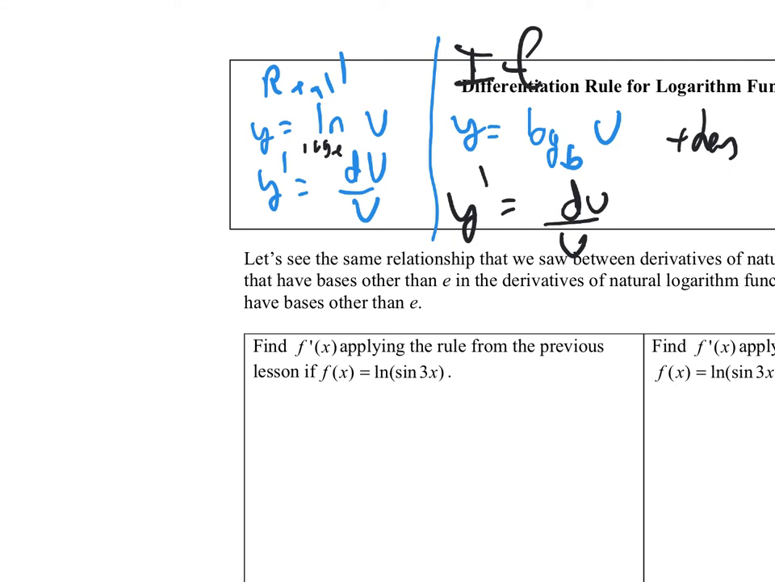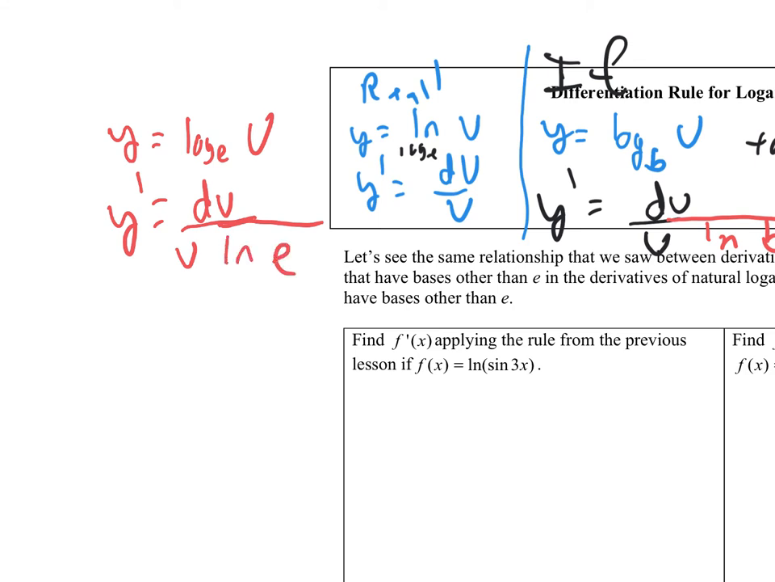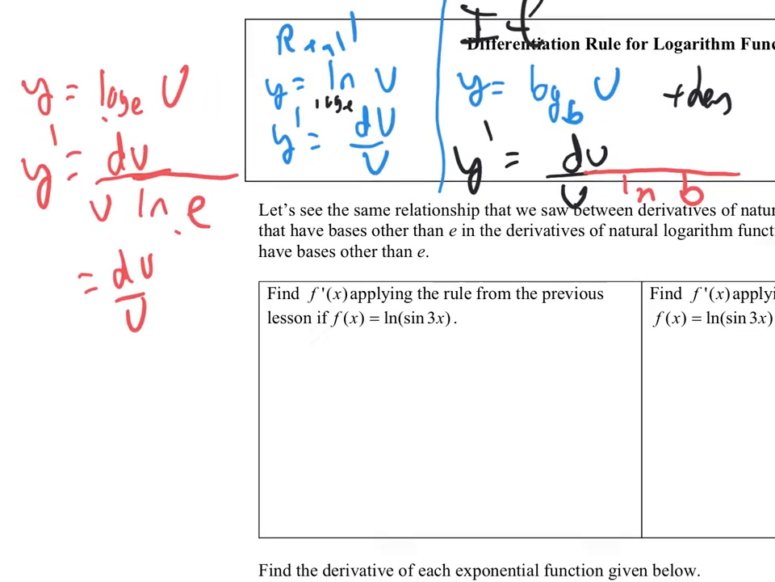Well, we did that before. But there's one little caveat. Instead of multiplying by the log of the base, we divide by the natural log of the base. So it's basically the same. Does that apply to the original? Sure it does. If y equals log base e of u, then y prime is technically du over u divided by the natural log of the base. The natural log of e is 1, so it's the same answer as du over u. So there's the secret.